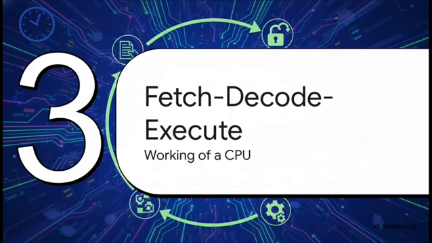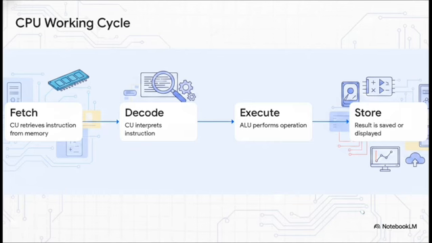Section 3, Fetch, Decode, Execute Cycle, the working of a CPU. So how exactly does this manager and worker team operate on a millisecond to millisecond basis? Well, they follow a very strict continuous routine. This is exactly how a single instruction gets processed.